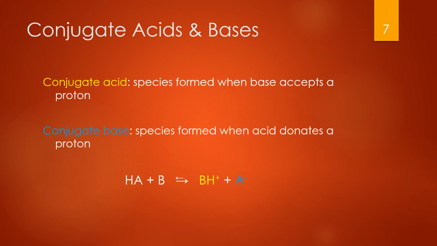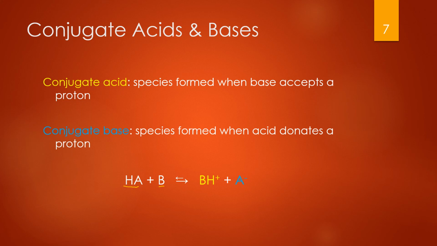By definition, a conjugate acid is a species that's formed when the base accepts a proton. So in the example below, we have HA on the reactant side. We know that that's the acid because it has the proton, and acids are proton donors. So it has to have a proton in order to be an acid by that definition. B is just standing for the base. It could be any base, a strong base, a weak base, doesn't matter.